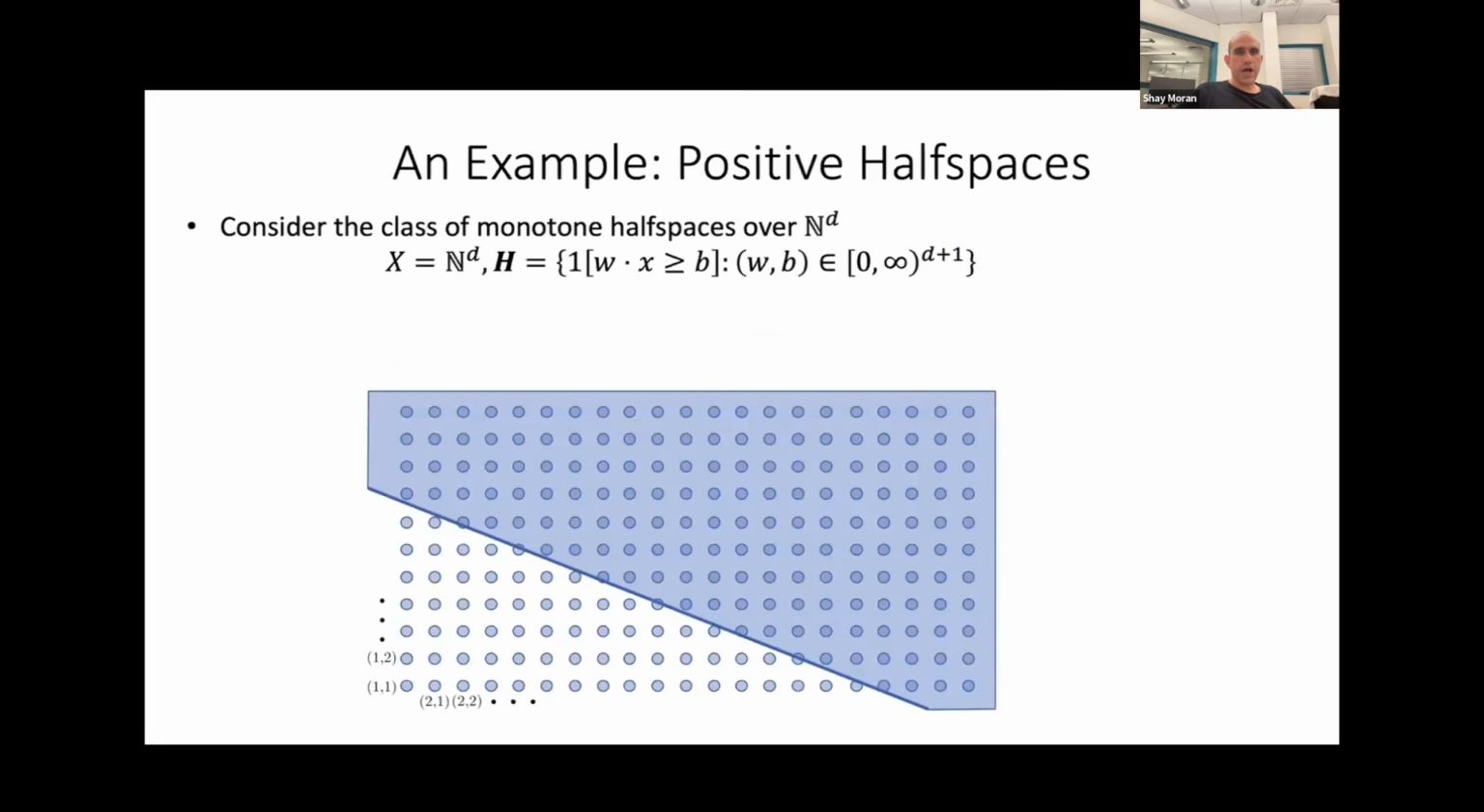Okay. Let me just give you one less trivial example of a class that enjoys an exponential rate. We call it positive half spaces, right? So the domain is the natural grid in d dimensions, natural numbers in d dimensions. And we look at all indicators of half spaces whose normal vector is non-negative.